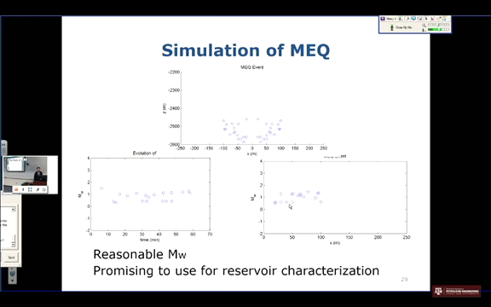This is the result from the simulation of the micro-earthquake. The first graph is the scatter plot of the micro-earthquake events. This distribution can reflect the fracture shapes well. The second and third figures are the intensity of the micro-earthquake with respect to time and distance. So this value is reasonable, and it is promising to use for reservoir characterization.